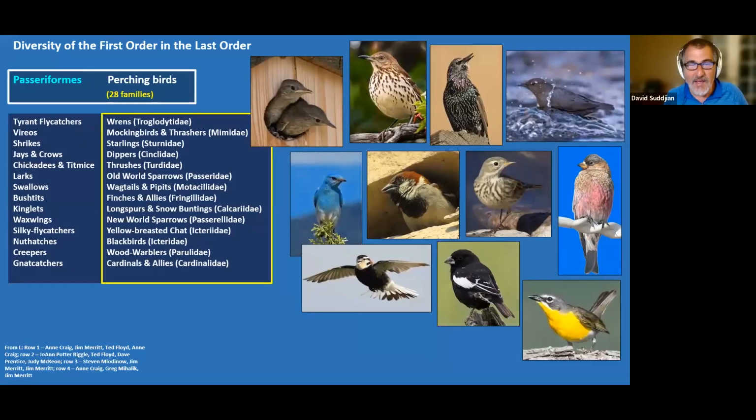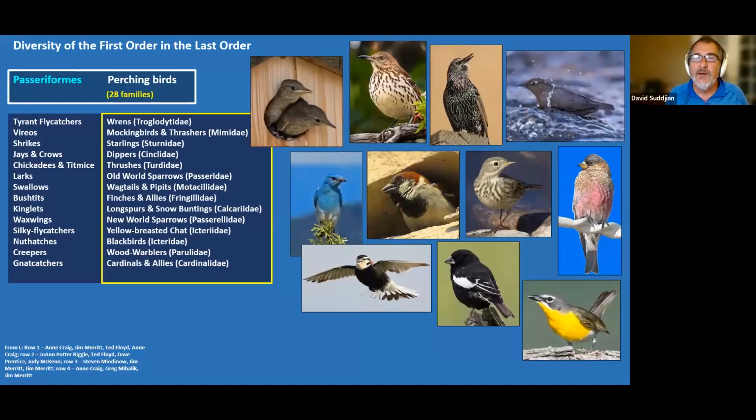So then we have the yellow-breasted chat in the family Icteriidae, a fairly recently recognized family. It used to be combined with the wood warblers, which we see coming right up down the list there, but it never did fit. Never did fit.